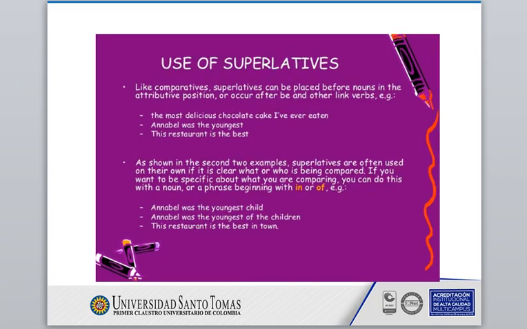Okay. Now, in the superlative form, we know that comparative and superlative can be placed before nouns in the attributive position, right? Like when you talk about a chocolate cake and you say, wow, this is the most delicious chocolate cake I've ever eaten. So this can come before a noun, right? Or you can also use it after the verb to be. Annabelle was the youngest. This restaurant is the best. Okay? Remember that you will contextualize it with expressions such as "in town", right? So that way the superlative form will be more clear.